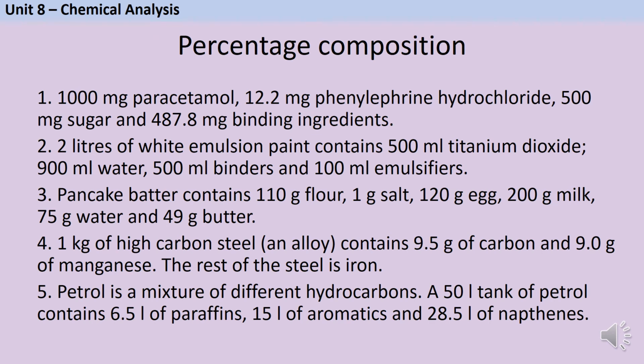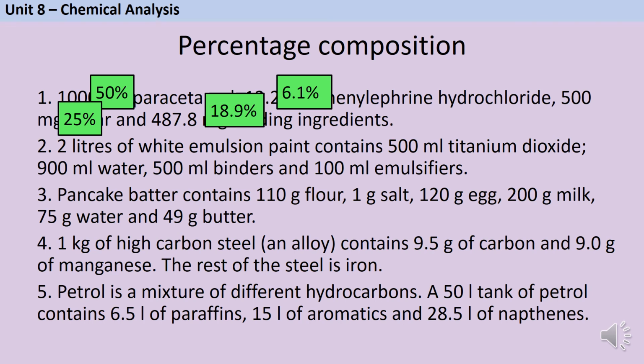In our cold and flu remedy, we already said that there was 50% paracetamol, but we now know that there's 6.1% of the decongestant, 25% of the sugar, and then if I do those numbers taken away from 100%, I can work out that the binding ingredients make up 18.9%.